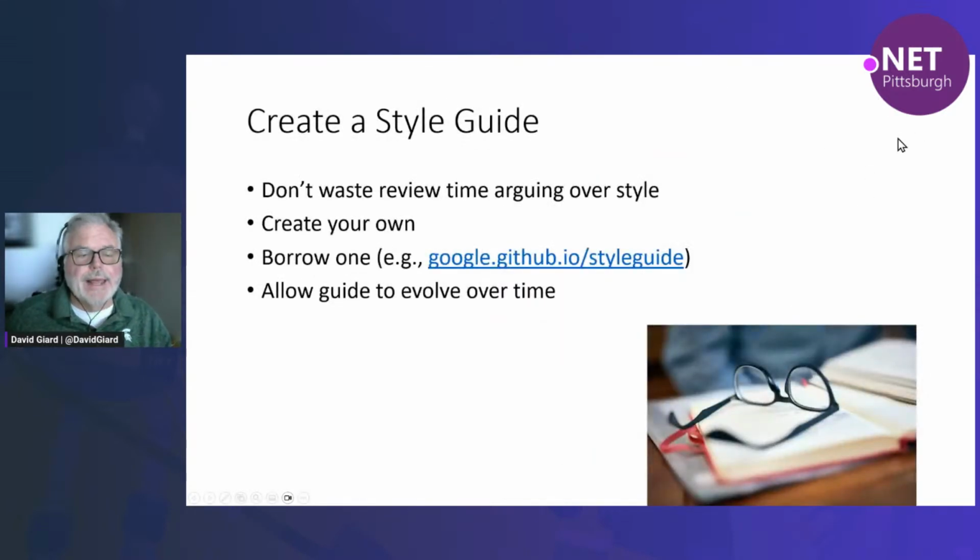Create a style guide ahead of time. There's no sense in wasting time arguing over naming conventions, whether tabs or spaces are better. These things should be done up front. So that's not the job of the author and the reviewer to debate over this. This should be documented somewhere, should be published somewhere in your system. Everyone should have access to it.